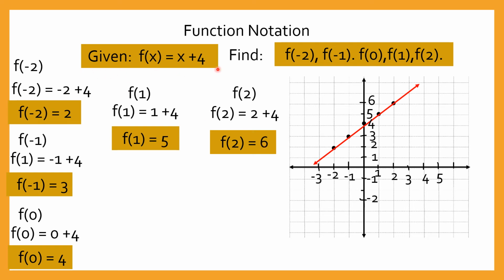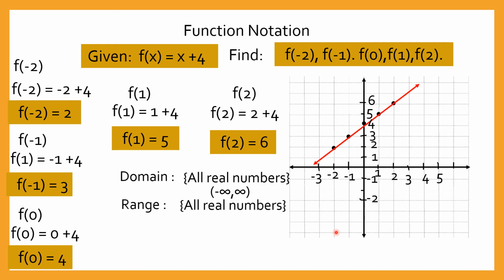And this is now a linear function. Now, look at the graph. As x increases here, the values of y also increase. As x decreases, y also decreases, which means it covers all real numbers. So the domain now is the set of all real numbers. And the range also is the set of all real numbers.